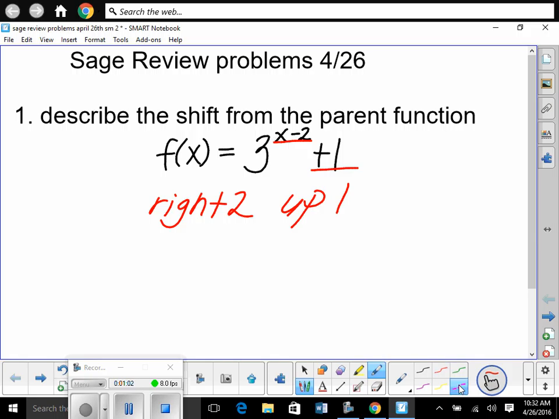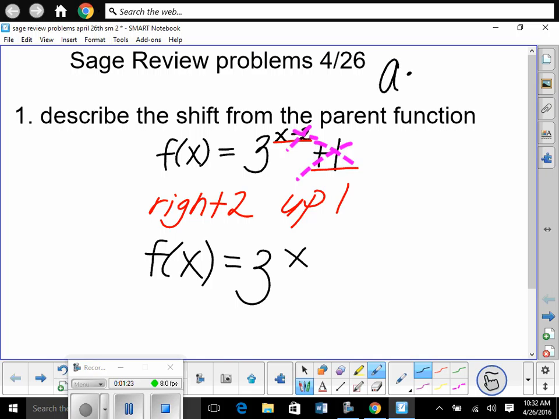So don't make it harder than it is. So you're saying that minus 2 is a shift, and that plus 1 was a shift. Look at it. What's the parent function? 3 raised to the x. Wouldn't that be an exponential with no shifts for this function? I thought the parent function would just be the x. That would be a y. Think about it. This is exponentials.